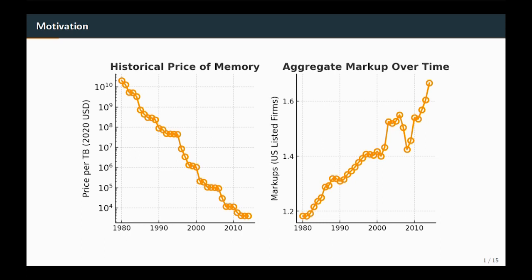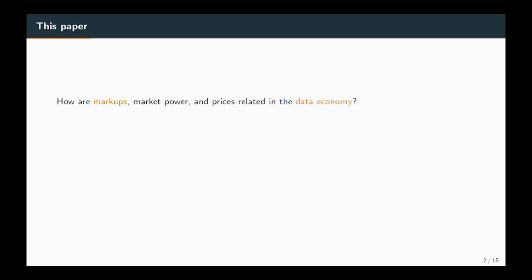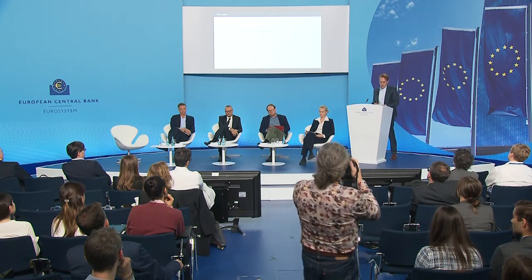So it's become much easier for firms to store and analyze data, and therefore to actively use data in business decisions. As we saw this dramatic decline in the price of data and data analysis, there's been a steady rise in the markup, which is the ratio of prices over marginal cost. And the question that Jan and Laura ask in this paper is: are these two linked? Or more specifically, how are markups, market power, and prices related in this new data economy?